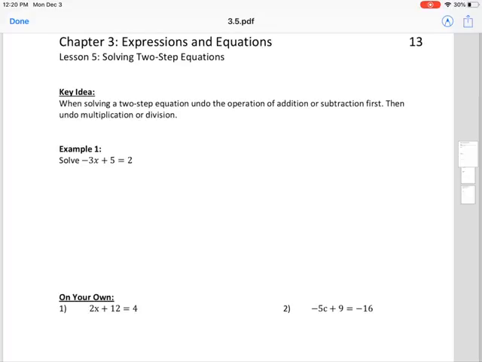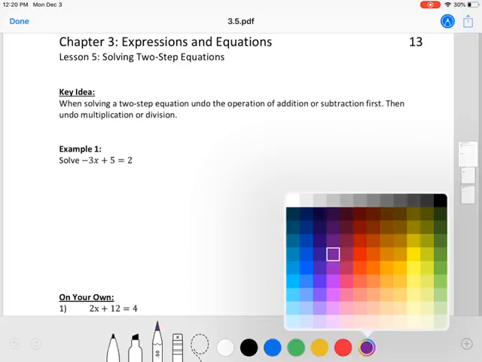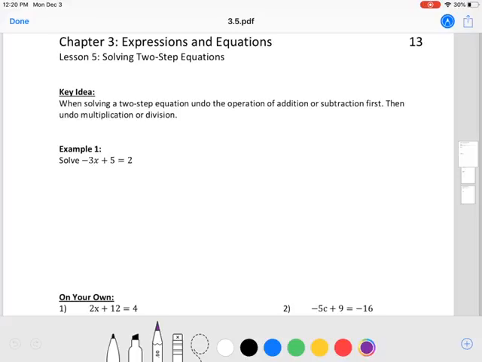And so when we're solving two-step equations, our key idea, and you'll see this a little bit more when we do some example problems, is that the first thing we want to do is undo the operation of addition or subtraction first. So that's a key idea that we need to remember. We want to undo addition and subtraction first, and then we want to move on to undoing multiplication and division. So keep that in mind. First, you want to undo addition or subtraction, and then you can undo the multiplication or division.